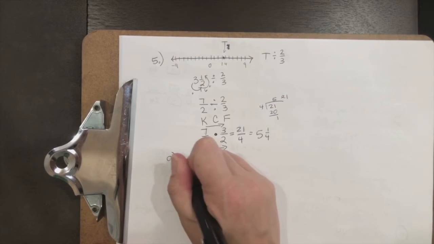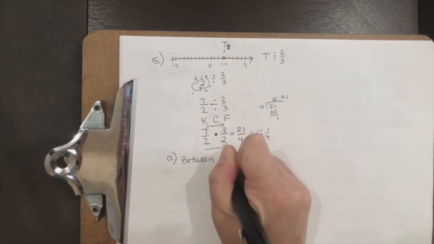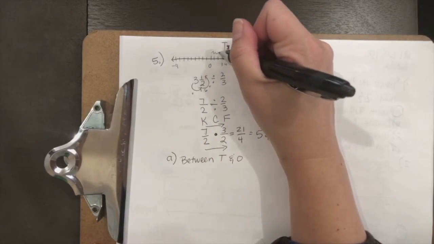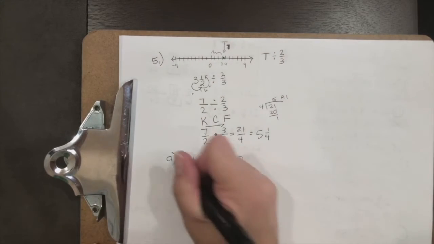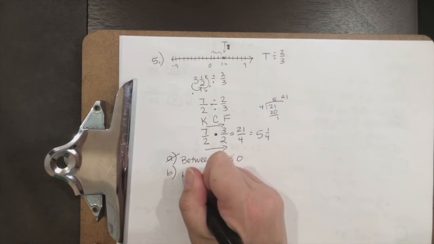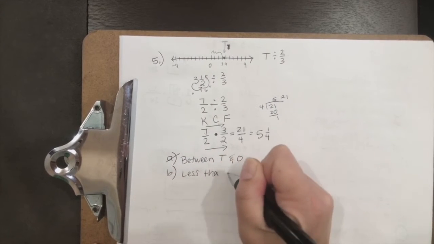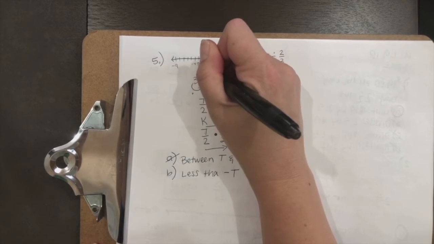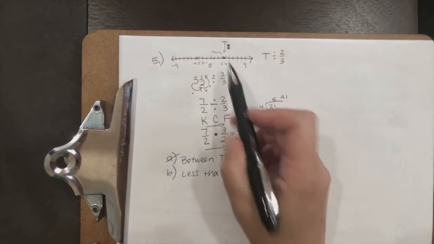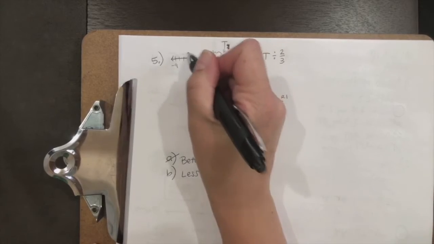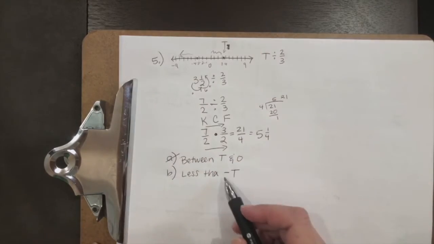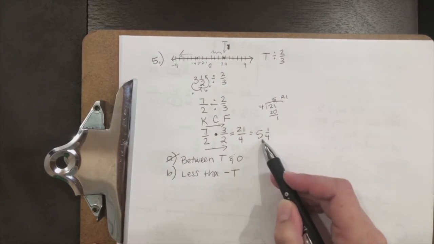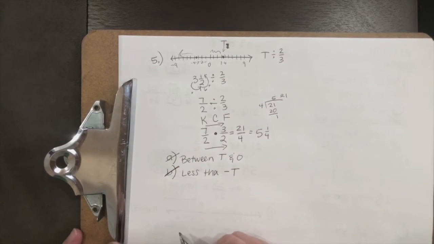A says between T and 0. So that would be here. That's not correct. B says less than negative T. Well, negative T, 1, 2, 3, 4, these are negatives. Negative T is going to be over here. Less than negative T, a negative number? No, we got a positive number. It's a positive number divided by a positive number. We're going to get a positive answer. So that's not correct.